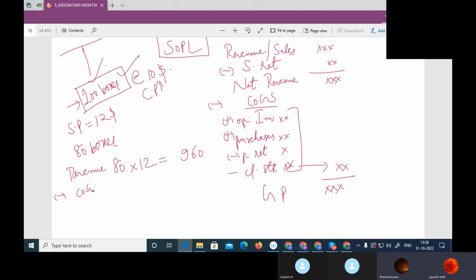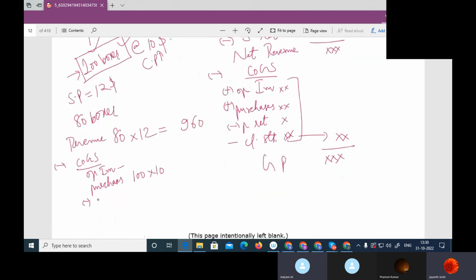Revenue less COGS. Let's say you don't have any opening inventory, so opening inventory is nil. How many boxes did you purchase? 100. 100 into 10. Less the closing inventory. How much did you sell? 80. So how much did you not sell? 20. So I'll deduct the closing inventory from this, 20 into 10. So what do you get? 80 into 10, 800. Can I say this is your cost? Can I say this is your COGS?